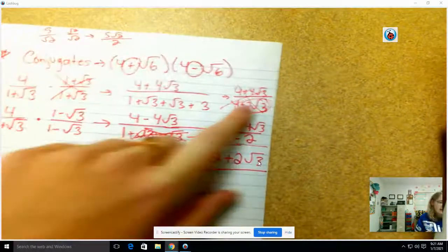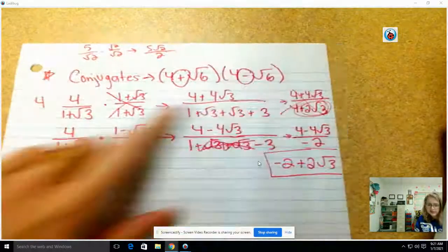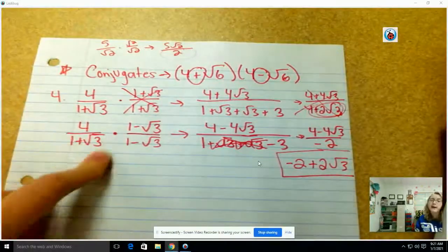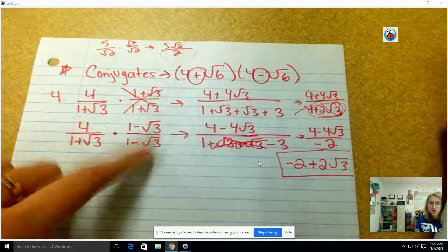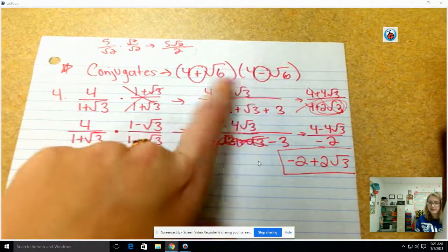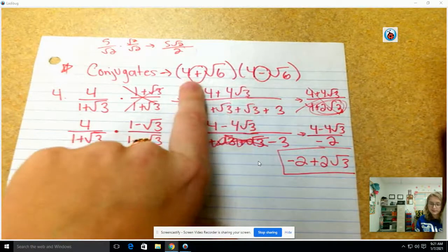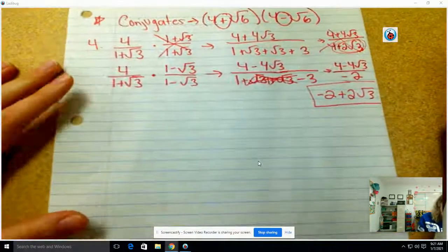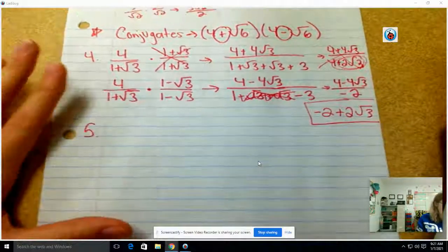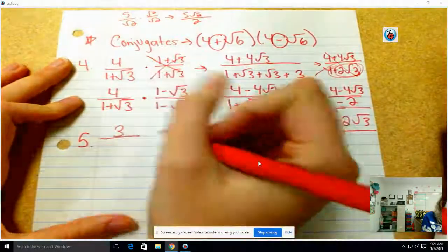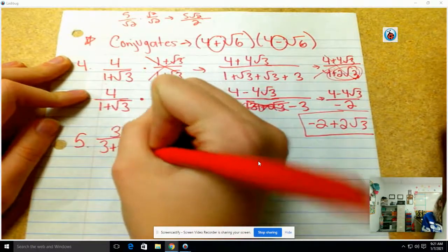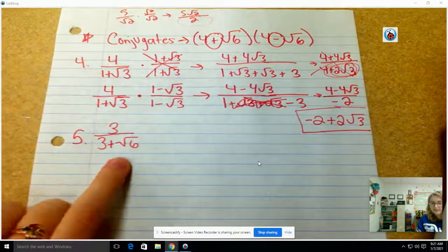So let's do another example like that. This is especially, I see this on the ACT all the time. So if we have 3 over 3 plus radical 6. I'm making this example up on the top of my head, so we're going to hope it works out. So we want to rationalize this, so we're going to have to multiply by the conjugate. So that's going to be 3 minus radical 6, 3 minus radical 6. We'll go ahead and multiply the top first. So that's going to give me 3 times 3 is 9, minus 3 radical 6.